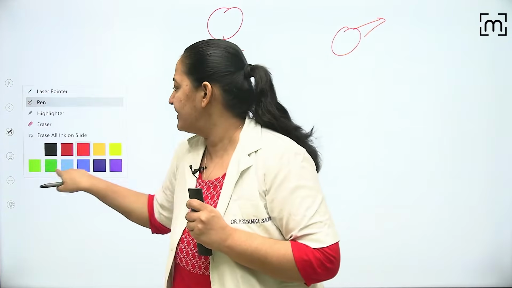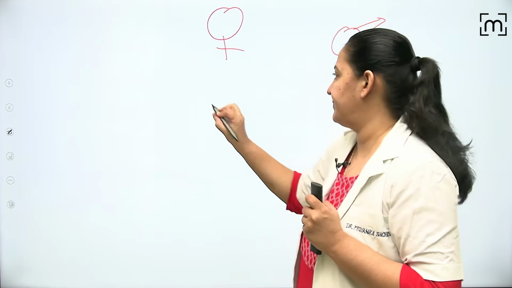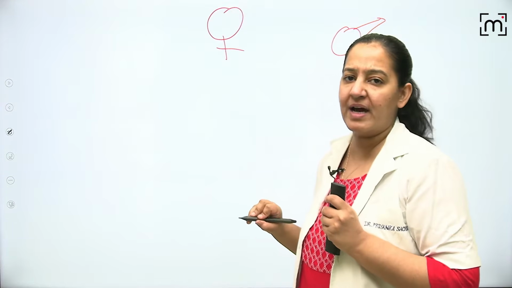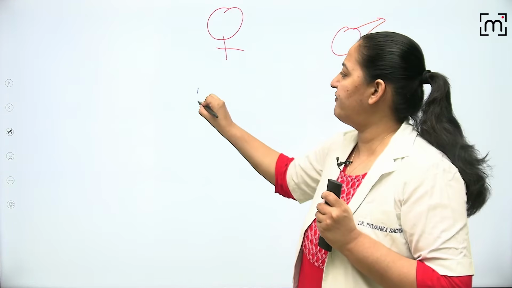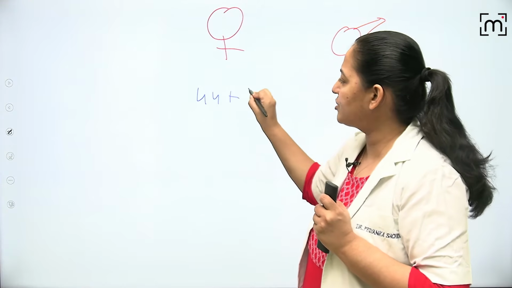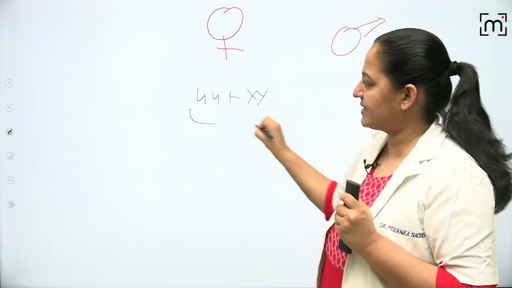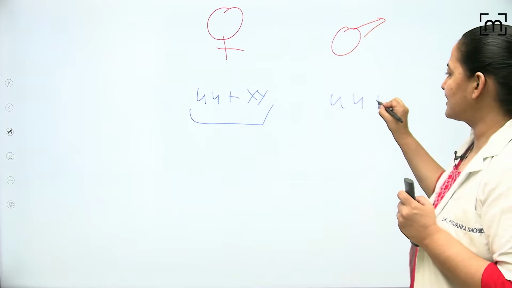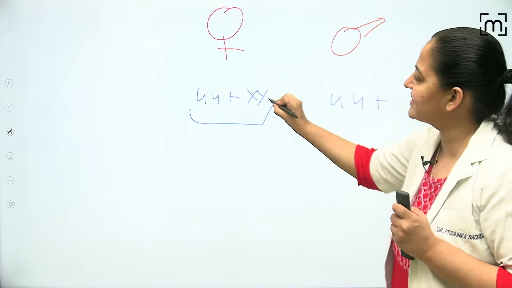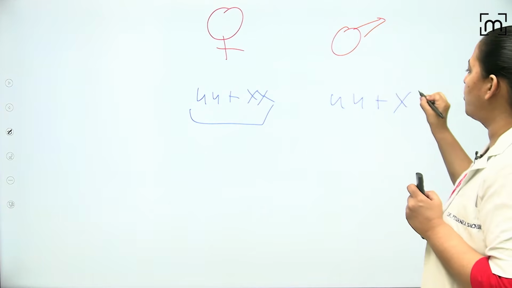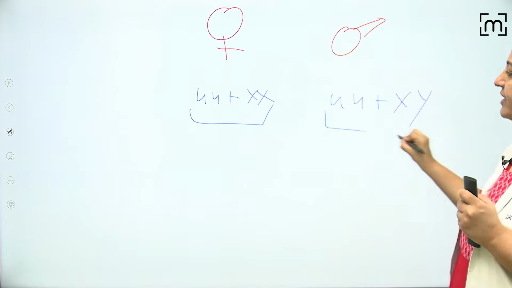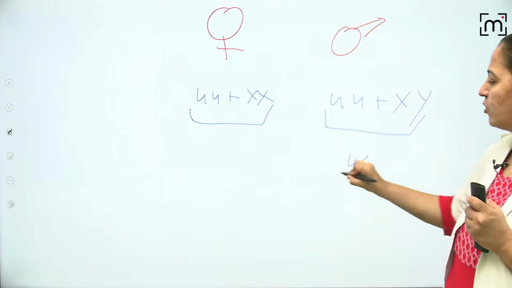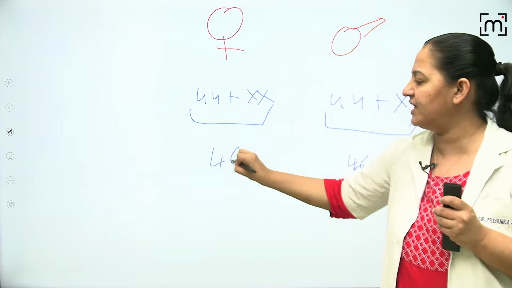So can I say that female genotype is total how many chromosomes are there? So total 44 chromosomes plus the last pair is XX. So total 46 is there like this. And in a male, it is 44 plus the last one. This one is XX in a female, and it is XY in a male. So total 46 chromosomes are present here also.